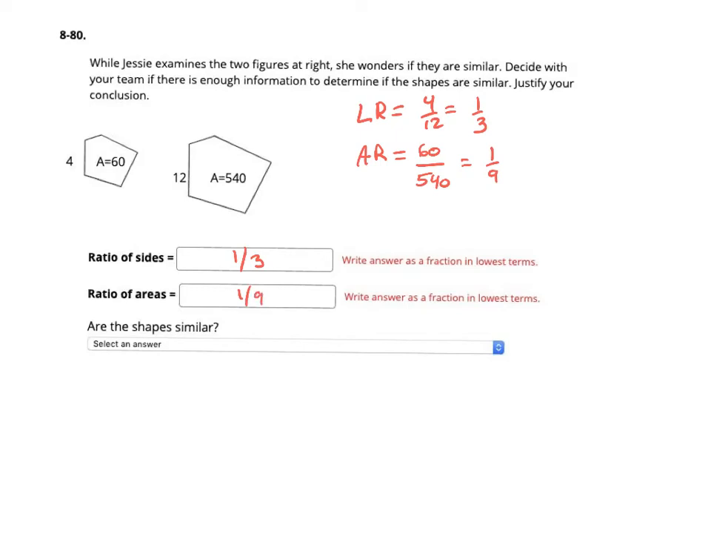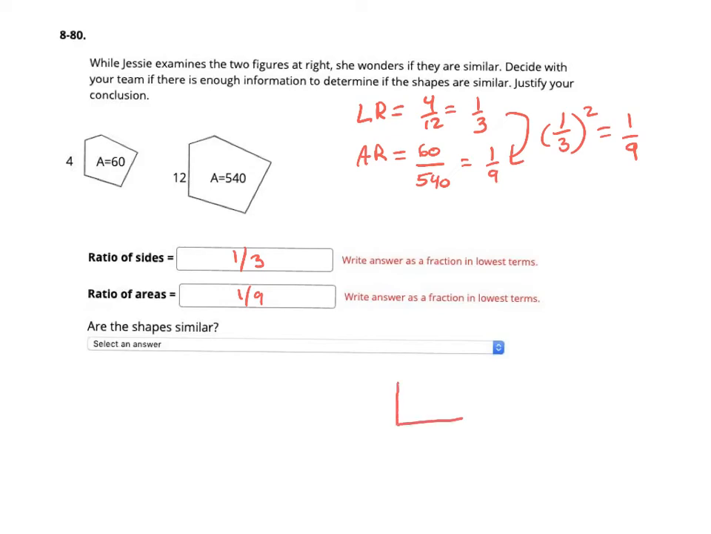So when we compare the linear ratio and the area ratio, if I take the linear ratio and square it, I get 1/9, which is the area ratio. So you might think that these are similar because those ratios match up. However, just because the linear ratio and the area ratios are the same does not necessarily mean that they are the same shape. Let me give you an example.